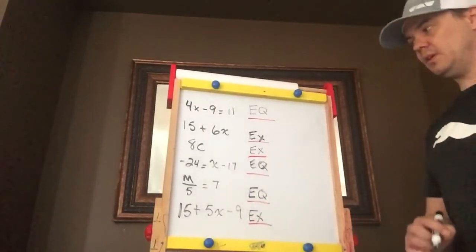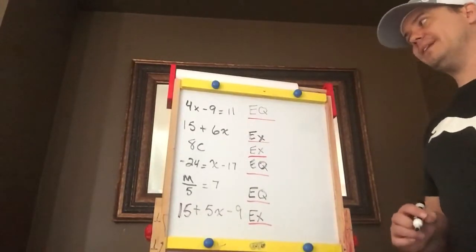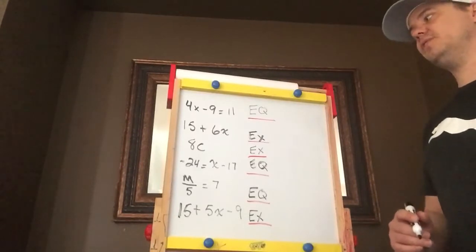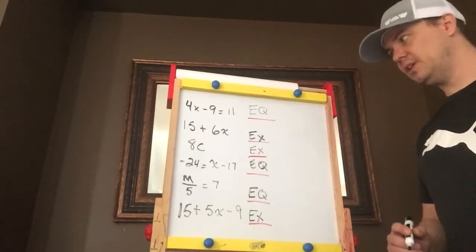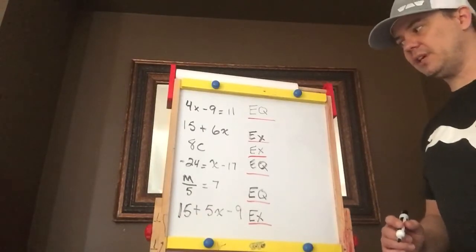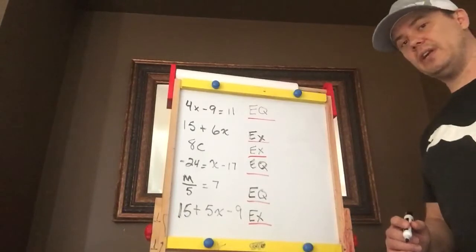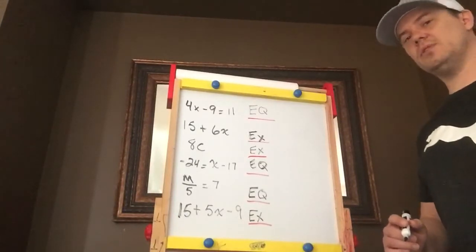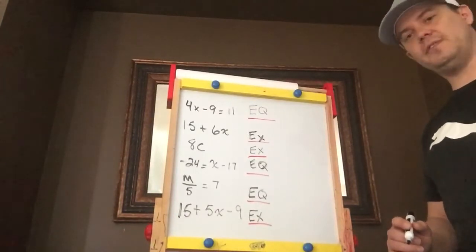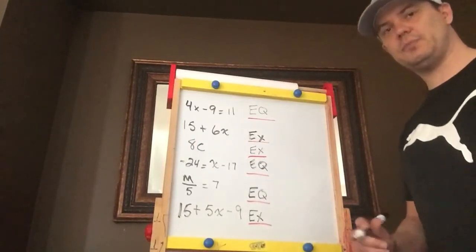Okay, so those are the answers to your first 6 questions. 4x minus 9 equals 11 is an equation. 15 plus 6x is an expression. 8c is also an expression. Negative 24 equals x subtract 17 is an equation. M divided by 5 equals 7 is also an equation. And the last one, 15 plus 5x subtract 9, is an expression.